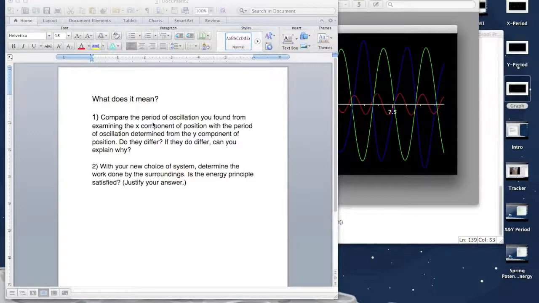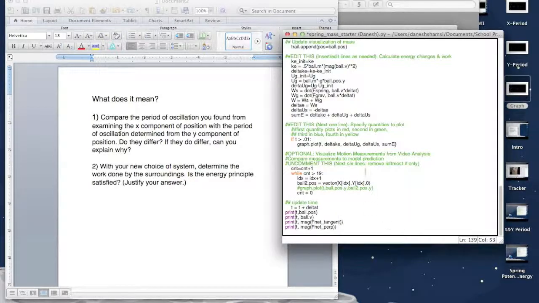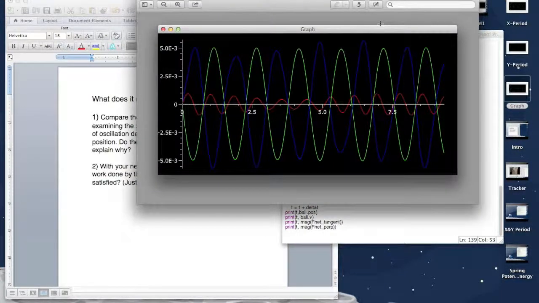The second what does it mean question asked me to determine the work done by the surroundings and if the energy principle was indeed satisfied. Now, in Visual Python, I plotted the change in kinetic energy, potential energy due to gravity, potential energy due to the spring, and the sum of all these energies. Those were respectively red, green, and blue, while the sum is equal to yellow.